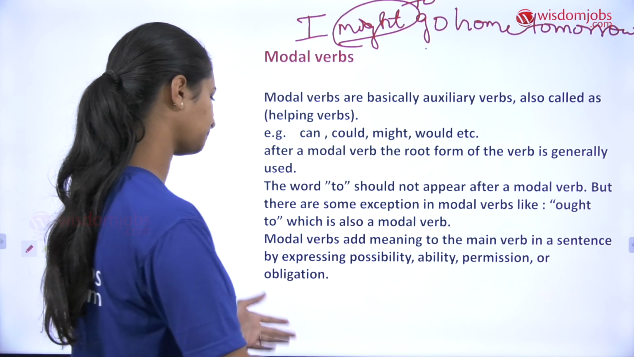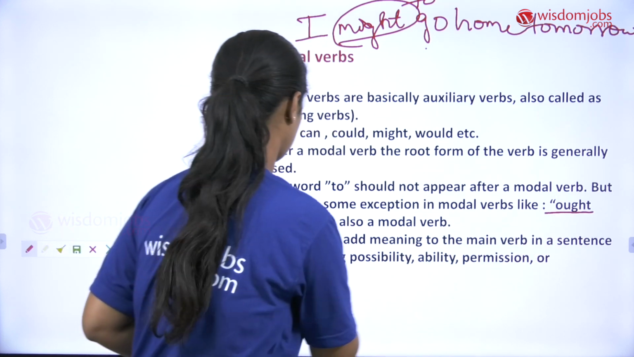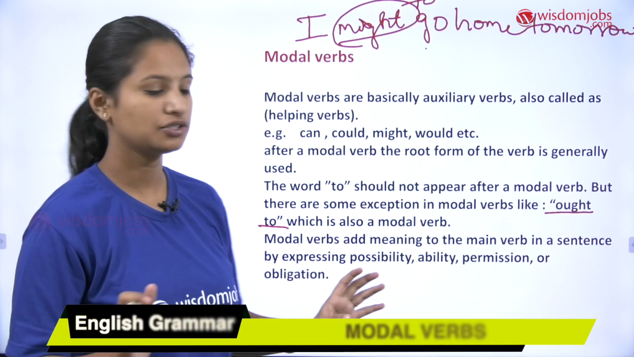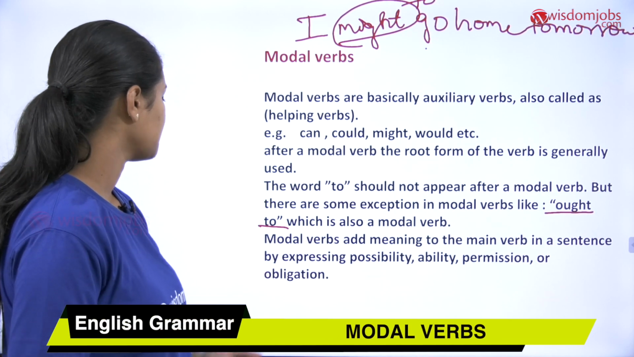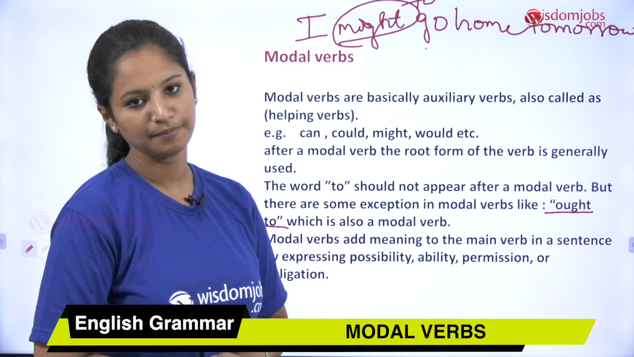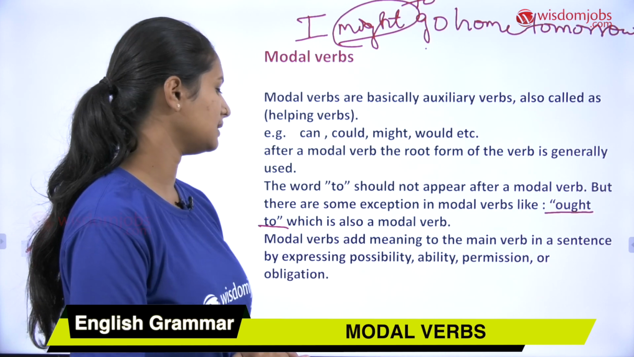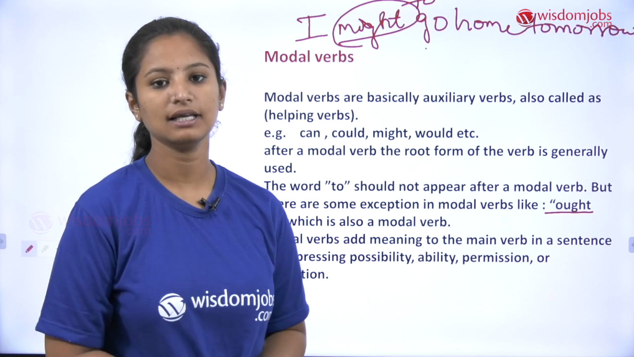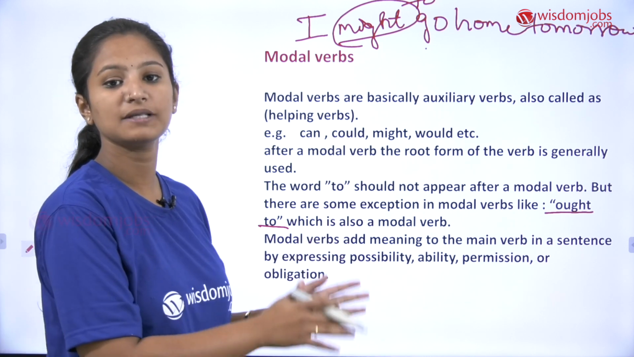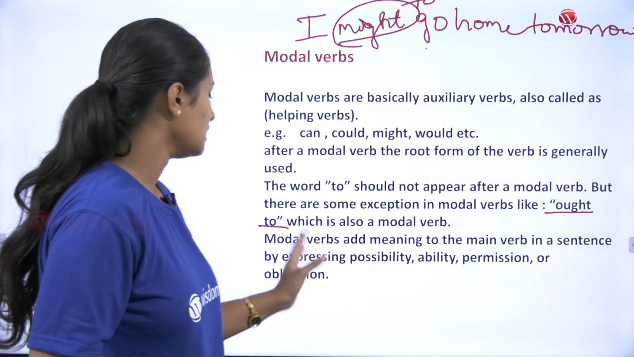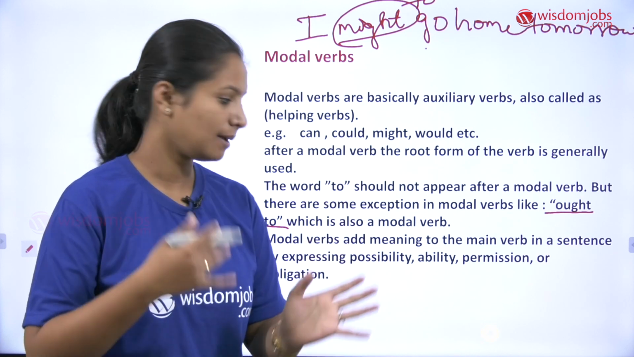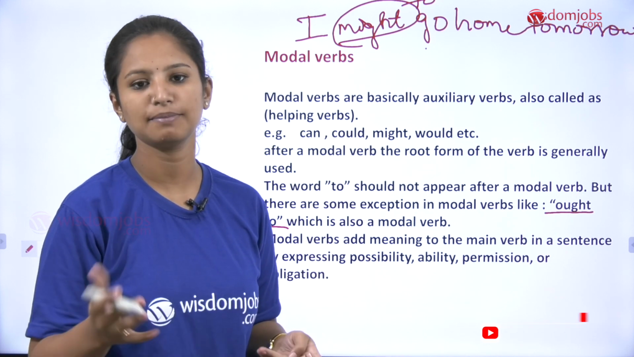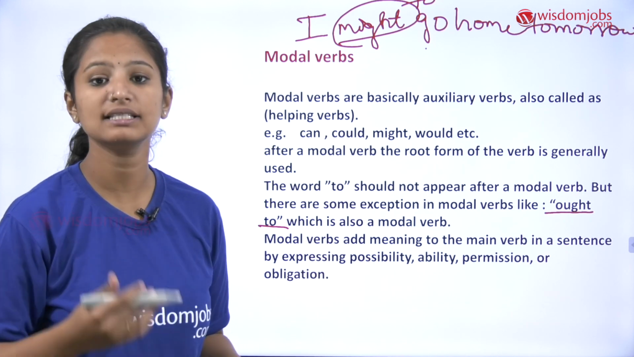For example, ought to. Ought is also a modal verb, but we join to after it. Modal verbs add meaning to the main verb in a sentence by expressing possibility, ability, permission or obligation. That is the reason why modal verbs are known as helping verbs, because they help the main verb in the sentence and add extra meaning to the sentence by giving meaning to the main verb. So let us see an example of it.